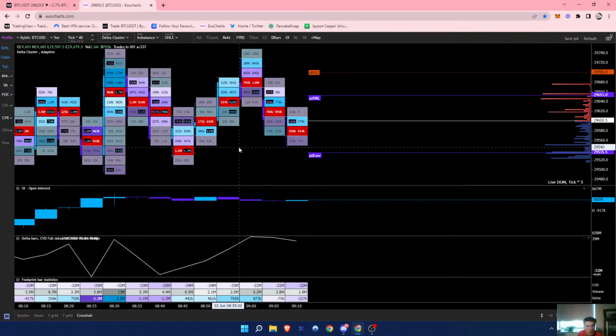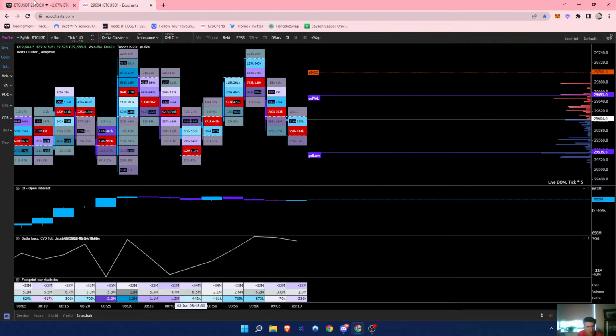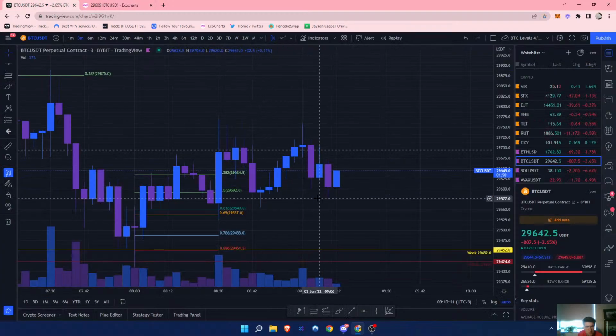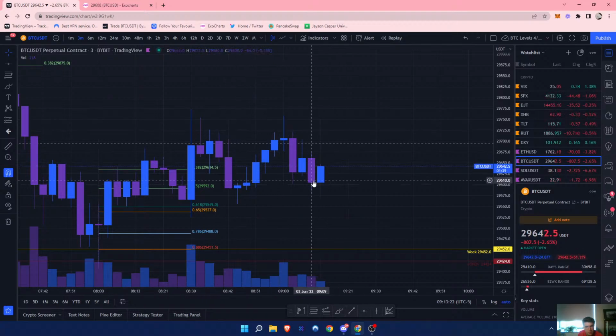But yeah, I'm not jumping on a trade right now, man. It's kind of sideways. Good thing is it's not like too wicky of candles. They're nice, kind of bodied, beefy candles.